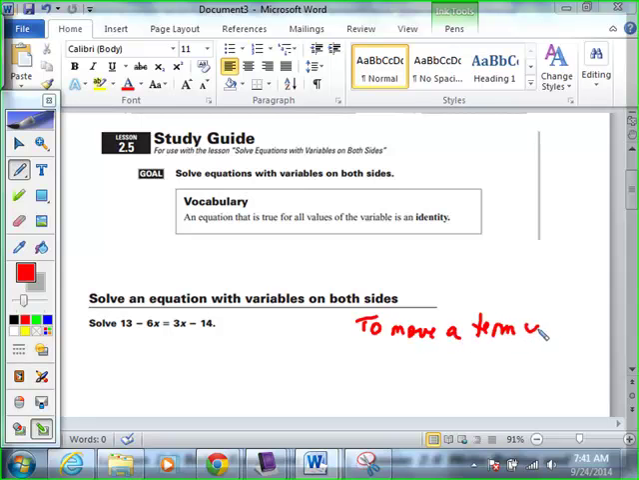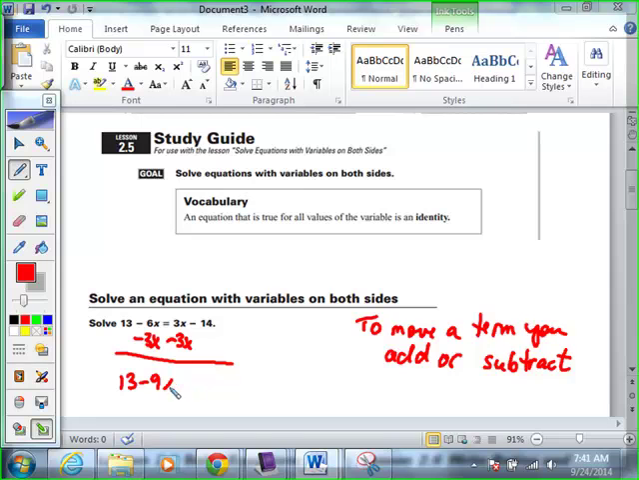To move a term, you add or subtract, to move the entire term. So I'm going to bring the 3x to the left, so I'm going to subtract it, and you can only subtract like terms. So I have 13 minus 9x equals negative 14.